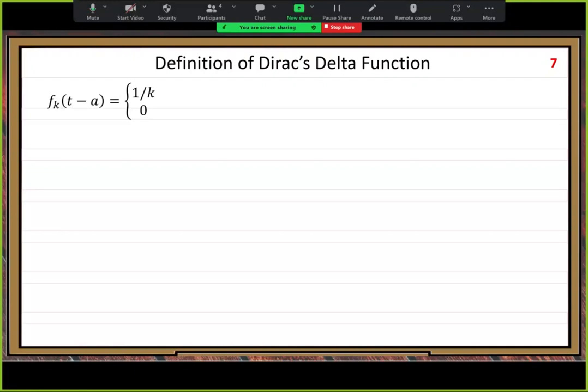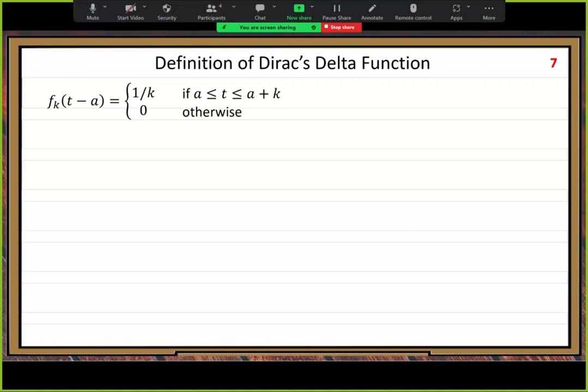Here, we do not define the delta function directly. At the beginning, we define a sequence of special functions. Little f sub k of t minus a equals 1 over k for t in the interval between a and a plus k, and 0 otherwise. Look at this function. It's a simple function.